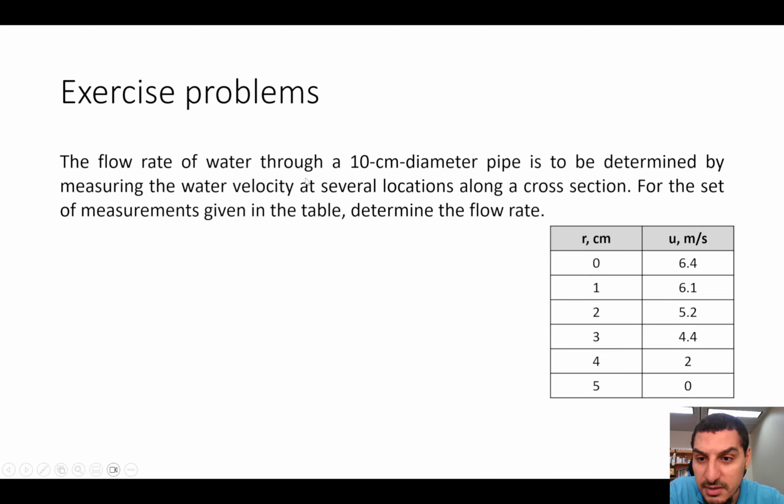So we have a 10 centimeter diameter pipe, and we use the pitot tube to measure the velocities at different radii from 0 to 5 centimeters. Of course, this is the radius, so it's from 0 to 5, and 5 is the wall of the pipe, so the velocity is 0, and u is the maximum at the center. From this, we want to calculate the volumetric flow rate. I have already solved this example before using Microsoft Excel. And actually, at this point, I was trying to show how to use the trapezoidal rule or Simpson's rule to calculate the area under the curve.